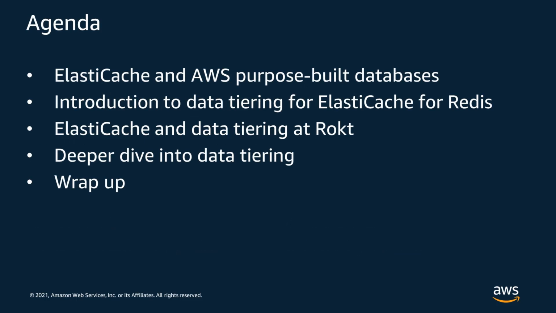So here's what we plan on going over today. I'll begin with a brief overview of AWS's database services and where ElastiCache fits in. I'll then introduce data tiering, starting with the basics. We'll go over pricing, how you can get started, and performance. I'll turn it over to Calvin in the middle of the session to share the cool things that they're doing at Rokt, and then wrap things up by going a level or two deeper on how data tiering works and how you can put it into practice. And we'll leave some time at the end to go over any questions you might have.